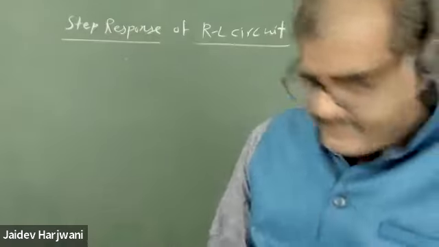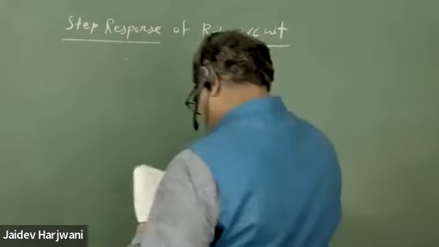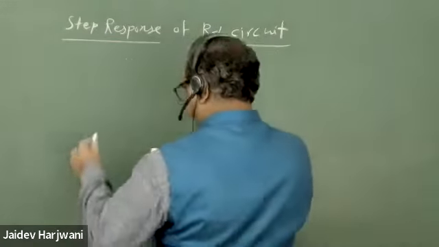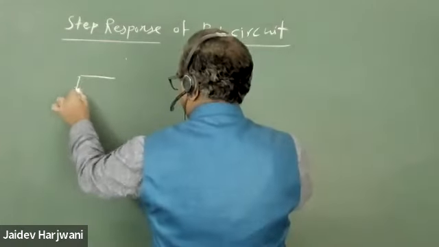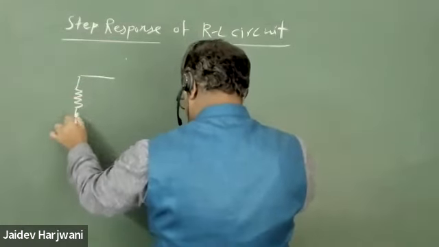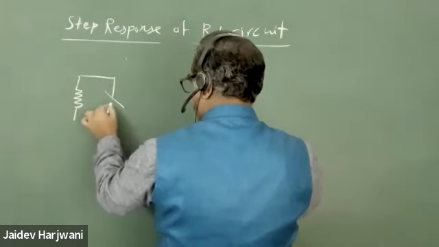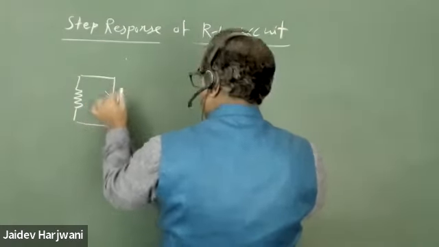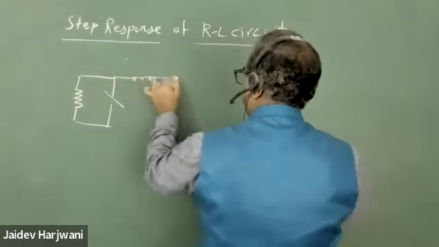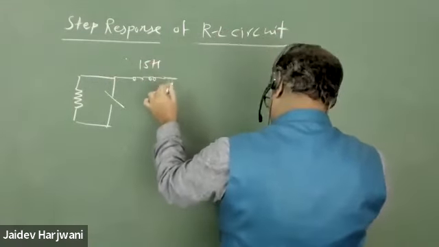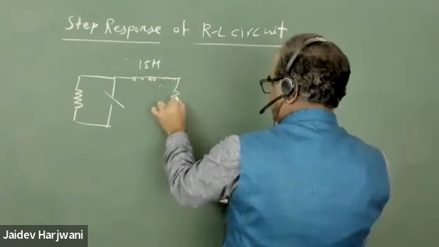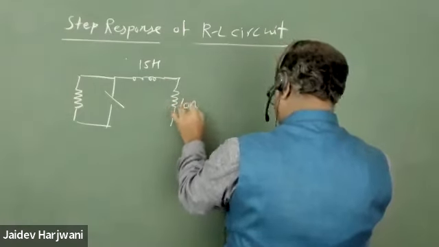Okay, now you need to do this problem. I'll wait for you to finish this problem. So you have this resistance. You have this 15 Henry. You have this 10 ohm.